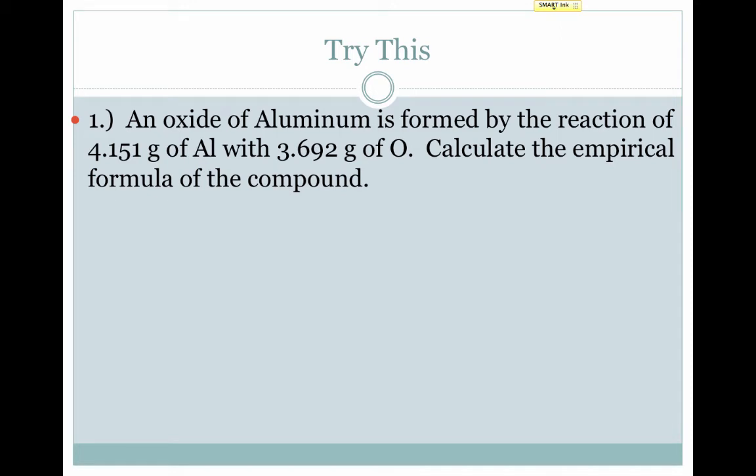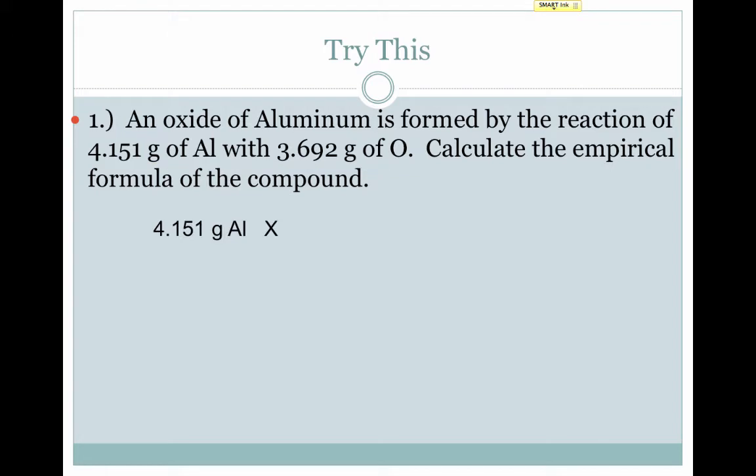Here in lab we find that 4.15 grams of aluminum and 3.692 grams of oxygen make up a sample. In order to determine the empirical formula, we need to determine the smallest whole number ratio of atoms of aluminum to atoms of oxygen. We can do this by determining the smallest whole number mole ratio between aluminum and oxygen. We can't do it by looking simply at the ratio of grams of aluminum to grams of oxygen, though.